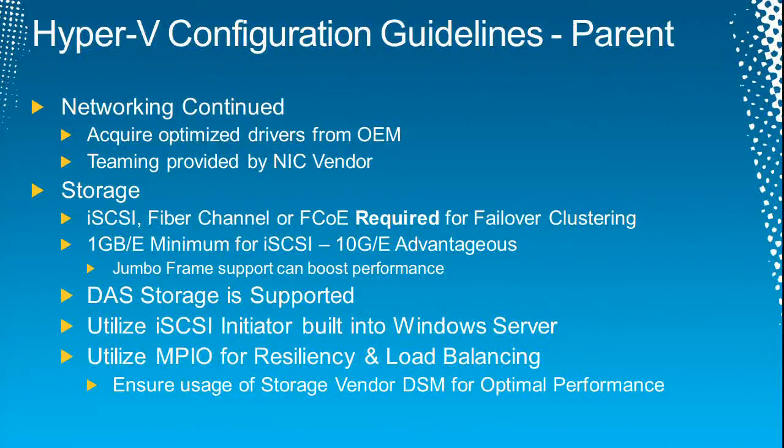So for iSCSI, certainly a gigabit infrastructure is recommended, and I'm sure that's what many have. Does anybody have 10 gig? 10 gig Ethernet? 2 or 3? Wow, OK.